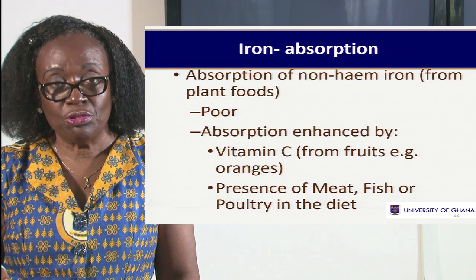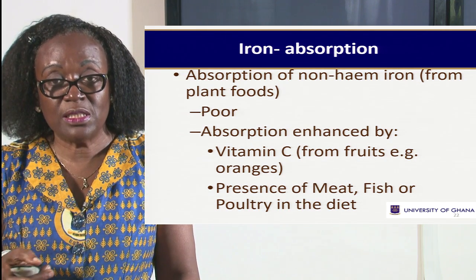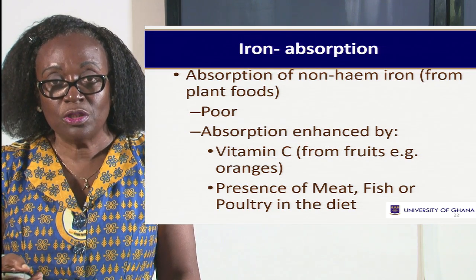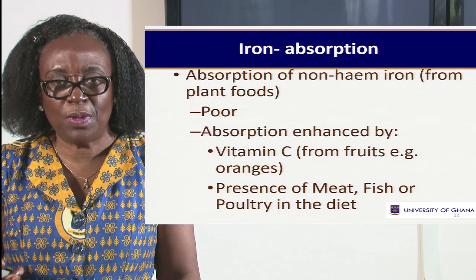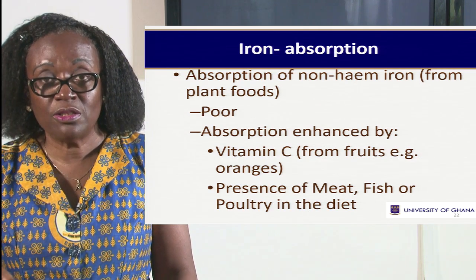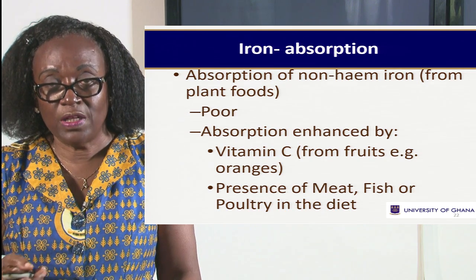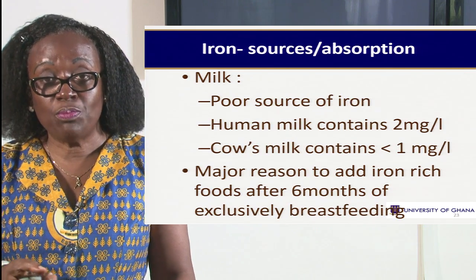And studies have also shown that even when we are not eating the meat or fish or poultry, but we add small amounts to our food. So I advocate for addition of small amount of anchovies powder, what we usually call the Kita schoolboys. That will help to improve the absorbability of the iron from plant foods. Milk is a poor source of iron.